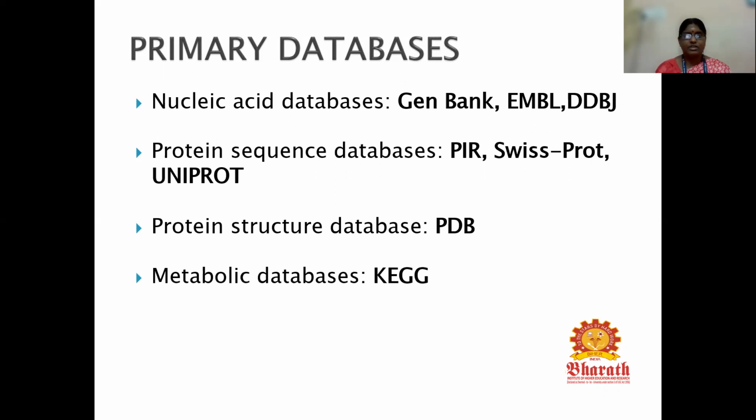Protein Information Resource has the data of all important protein sequences. Whatever amino acid sequences or protein sequences we need, we can get them from the Protein Information Resource database, and SwissProt and UniProt are also available to identify a particular protein sequence. The third one is PDB, the Protein Data Bank, which comes under protein structure databases. And KEGG is the important one, which can be used to analyze biochemical pathways.